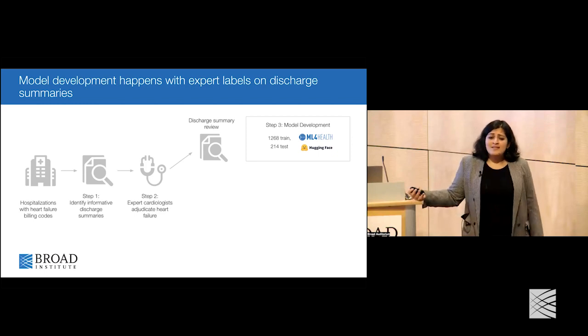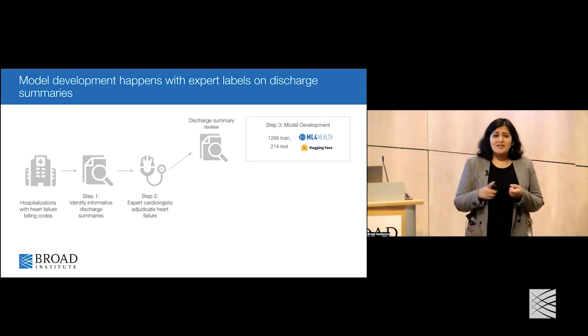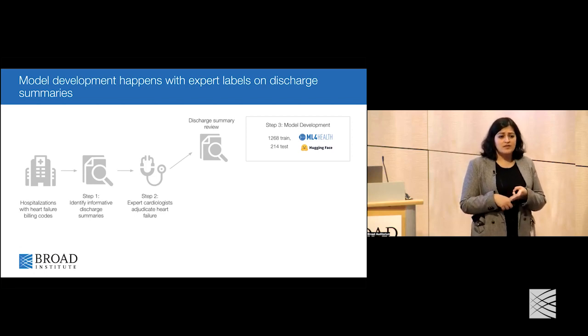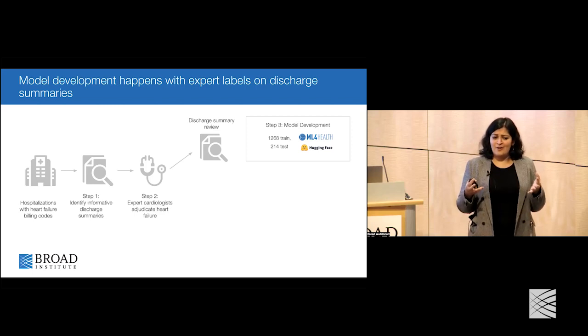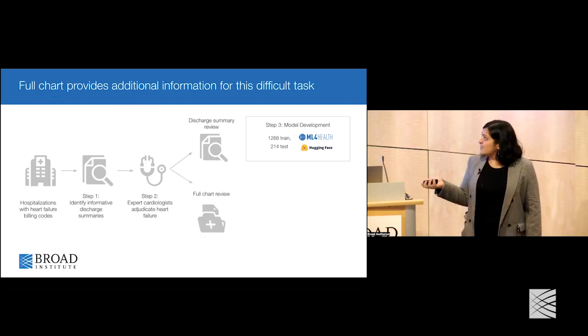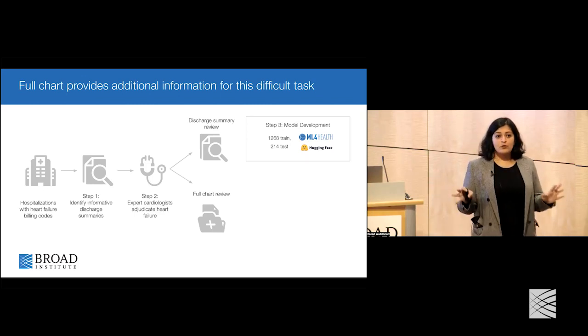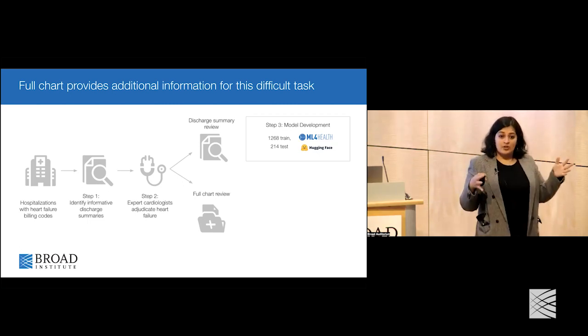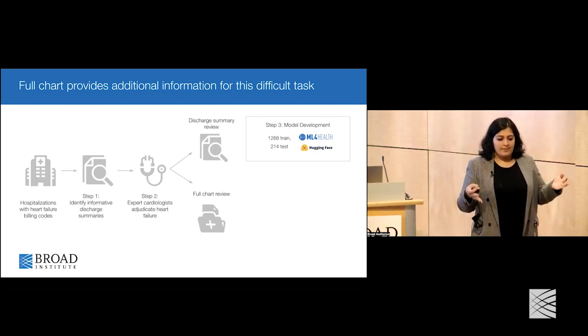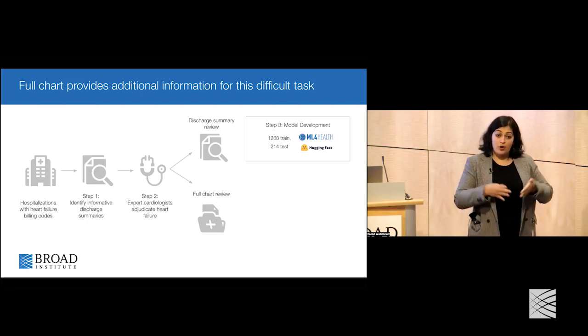I will say this is not an easy task. You need 1 symptom, 2 signs, and at least 1 treatment to say incident diagnosis. And even expert cardiologists will disagree when they're looking at the full chart. And that's precisely why we have another mode of adjudication, which is full chart review. It turns out that the full EHR chart, when you go into Epic and look at it, has a lot more information than just this discharge summary document.